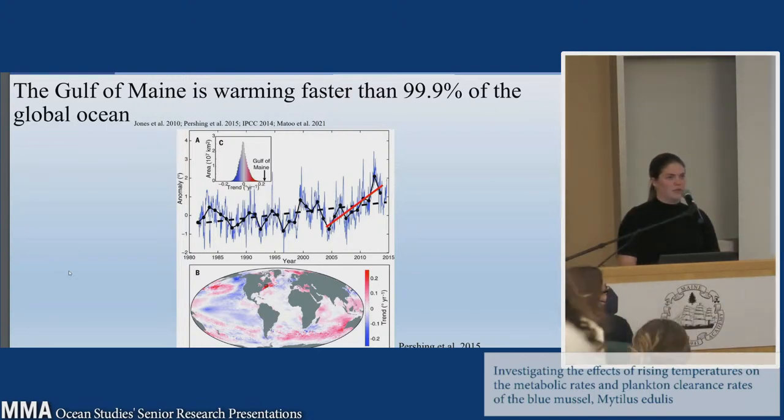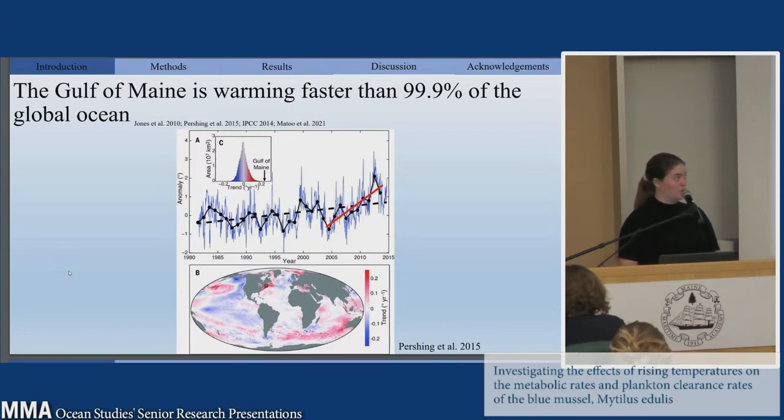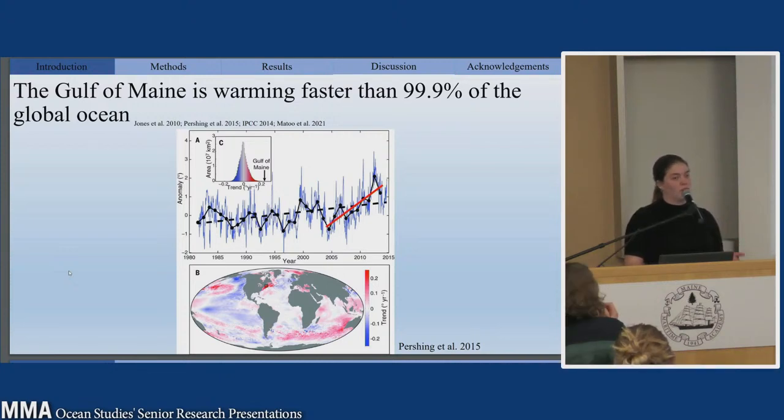The Intergovernmental Panel on Climate Change has also claimed that the global ocean as a whole will warm on average between 2.3 degrees Celsius and 4 degrees Celsius by 2100. This long-term warming is inevitable and is concerning for marine organisms who cannot easily distribute themselves away from this warming, such as bivalves, which includes the blue mussel Mytilus edulis.